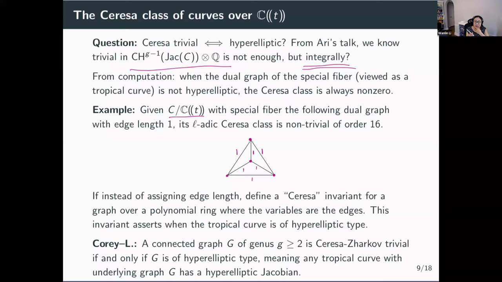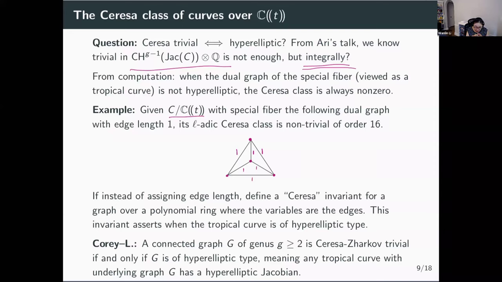So we have not observed any example of a non-hyperelliptic tropical curve with the trivial Ceresa invariant. This makes me wonder that maybe integrally, Ceresa trivial is if and only if the curve itself is hyperelliptic and the fixed point is Weierstrass. But this is a much more subtle question to study, because if you want to study torsion order, for example, then you really need to be careful about which base point you pick, right?